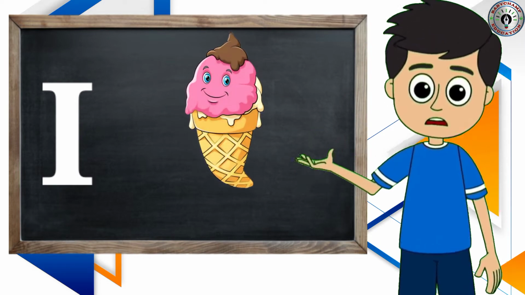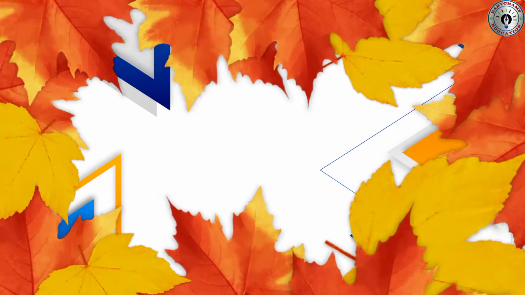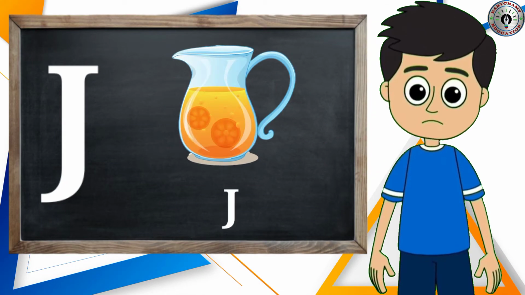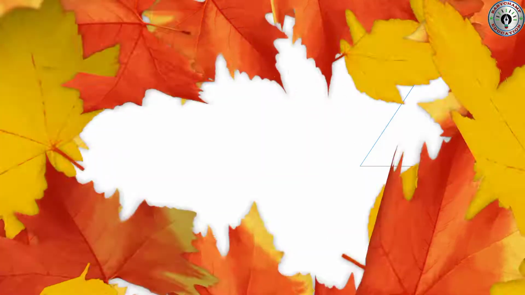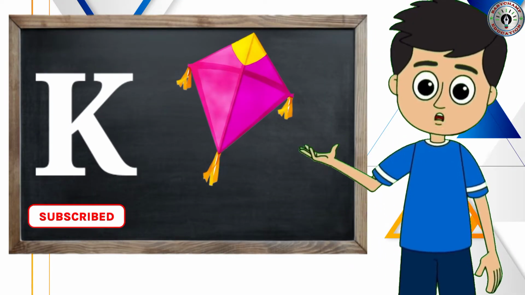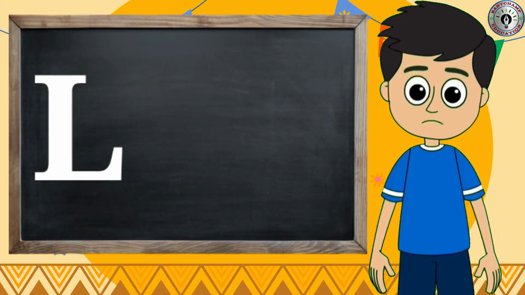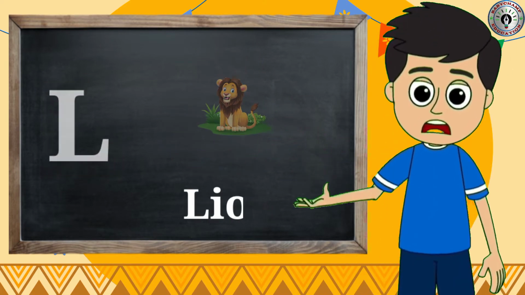I, I for ice cream. I C E C R E A M, ice cream. J, J for jog. J O G, jog. K, K for kite. K I T E, kite. L, L for lion. L I O N, lion.